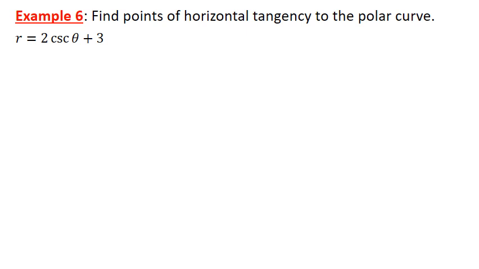Here we want to find points of horizontal tangency. Recall, if I want to find points of horizontal tangency, this means that dy d theta has to equal 0. In this case, dy d theta is the numerator, which is f of theta cosine of theta plus f prime of theta sine of theta. That has to equal 0.